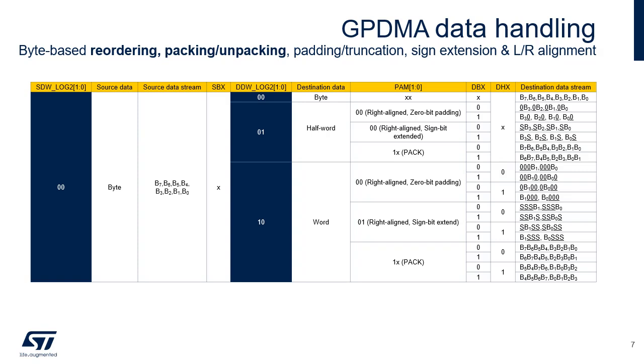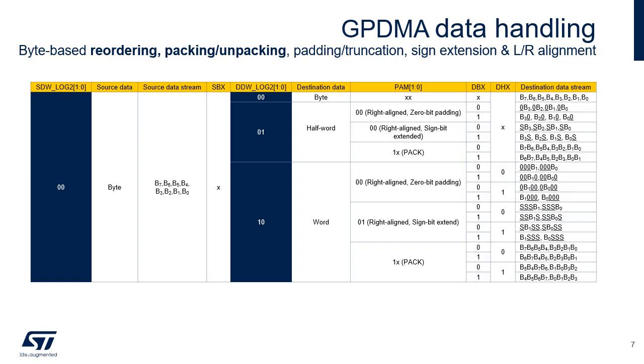Byte-based destination reordering. If destination data width is larger than source data width, the source data is either right-aligned and padded with zeros or sign extended up to the destination data width, or is FIFO queued and packed up to the destination data width. If destination data width is lower than source data width, the source data is either right-aligned and left truncated down to the destination data width, or is FIFO queued and unpacked and streamed down to the destination data width.